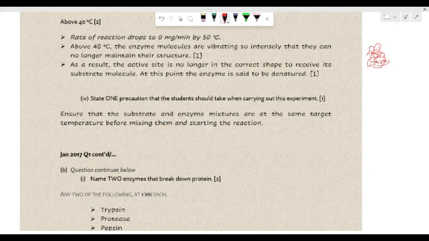Right? That's what the precaution is. It's just steps you would take to ensure accuracy and to reduce any kind of corruption of your substrates or products. Okay? And that's one of the examples, one of the precautions you can take. You can make sure that the substrate and enzyme mixtures are at the same target temperature before you mix them, right?